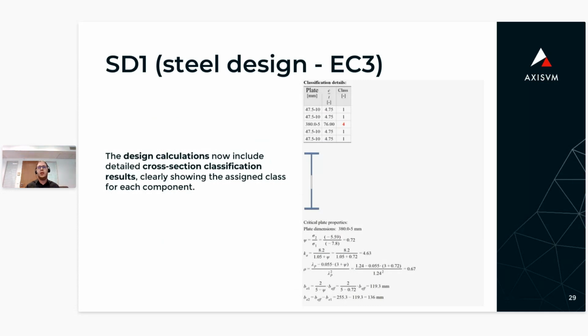The design calculations for SD1 were extended, which now includes the classification of each sub-element and a clear visual of the effective cross-sections, showing which parts are reduced due to buckling and which parts remain effective in load-bearing. For example, in this case, we're seeing a compressed Class 4 cross-section with a clear illustration of the effective width.